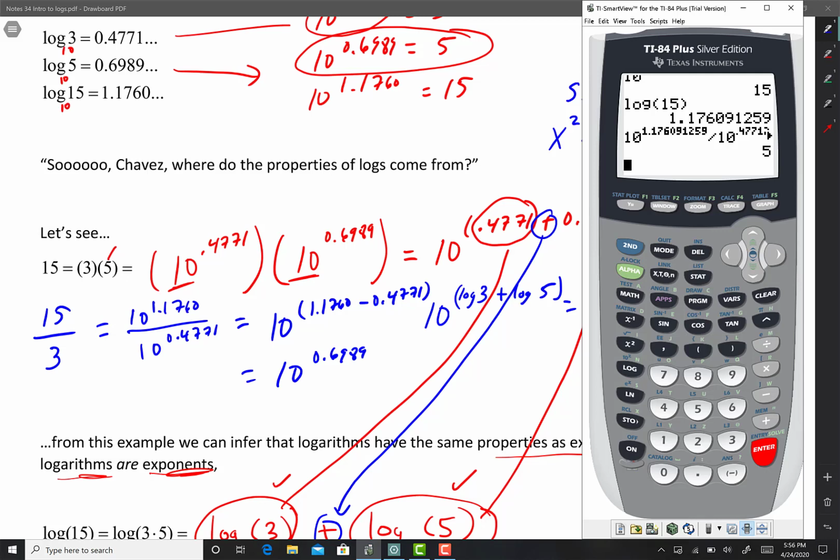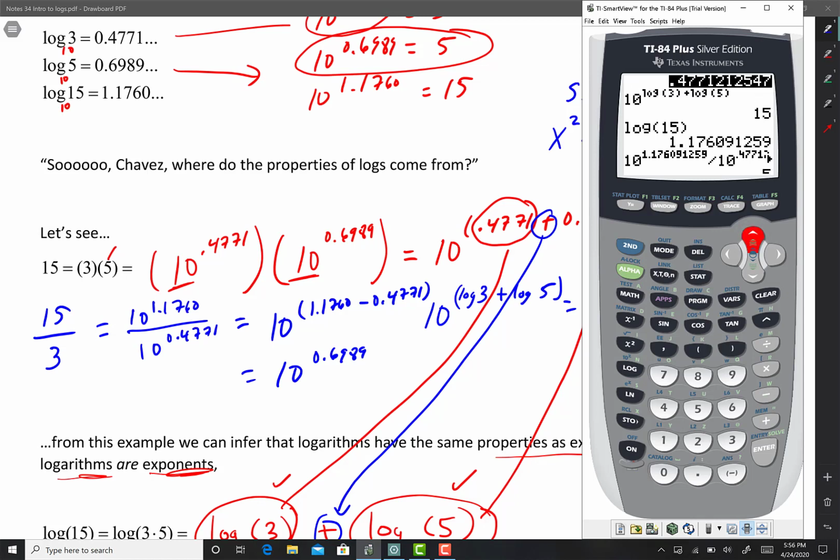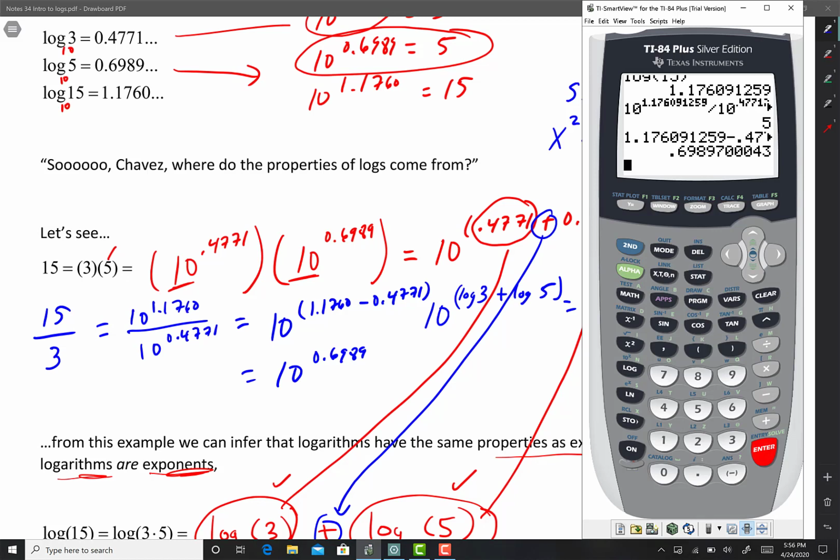Let's see, real quick. I just want to show you the 1.17 minus the 0.4771. Enter. And when I subtract those, I get the 0.6989, and so if I go 10 to the power of my answer, check it out, guys. Wow, 5. Everything works out perfectly. So I hope that makes sense.